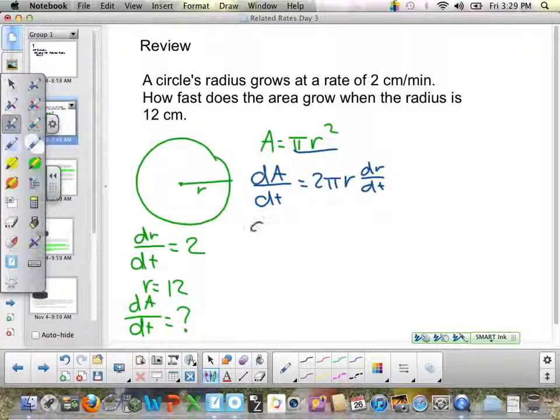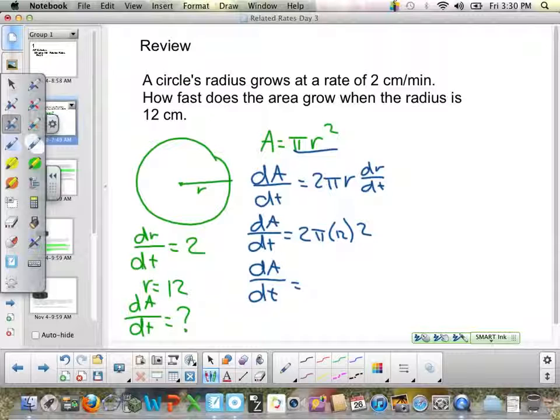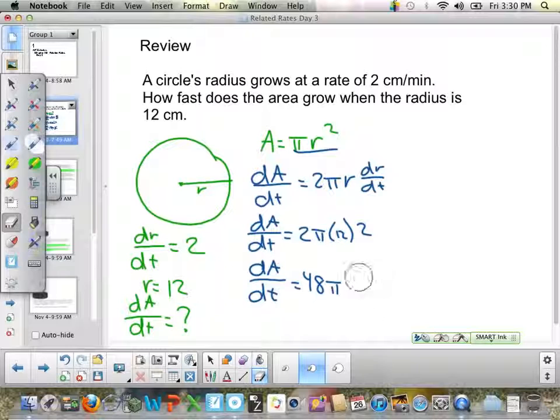dA/dt, we don't know that. 2 pi, our radius is 12. Our change in radius with respect to time is 2. So the change in area with respect to time is 2 times pi times 12 times 2. That's 48 pi square centimeters per minute.